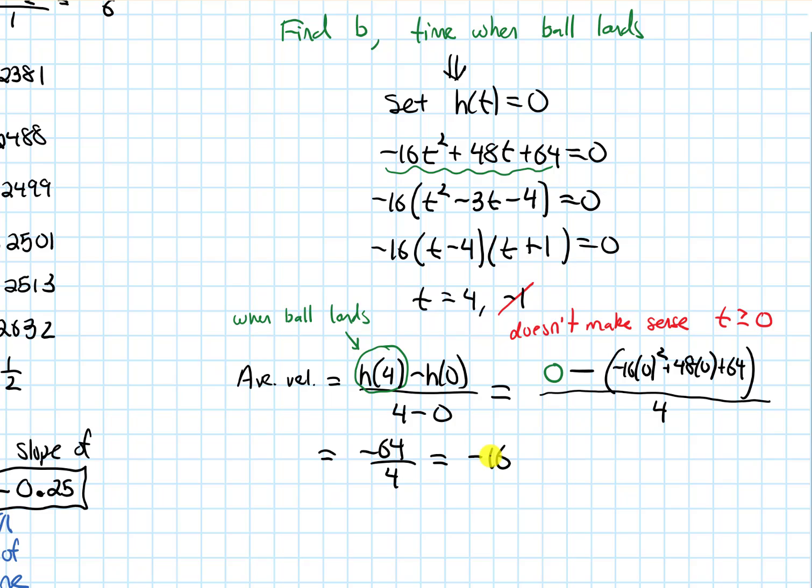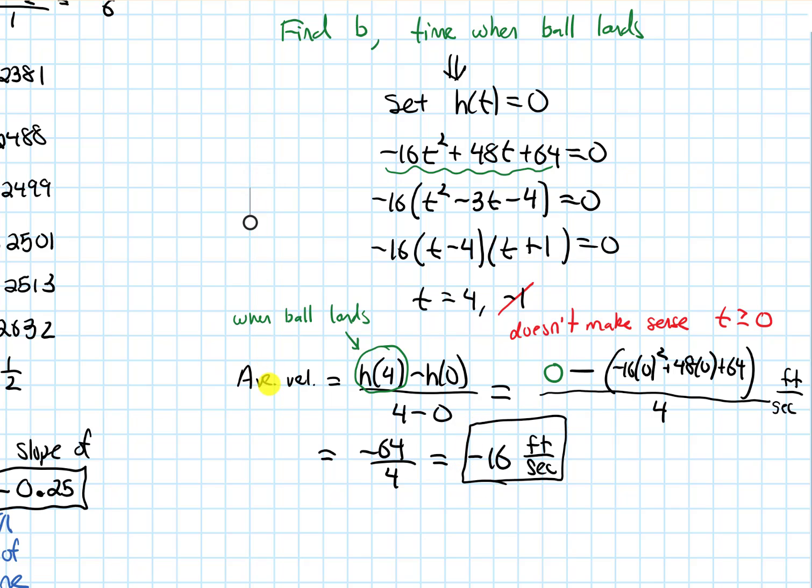And there are units here. On the top, it was units of height, which in this problem were feet, and units of time on the bottom, which were seconds. So this is in feet per second. That is my average velocity.